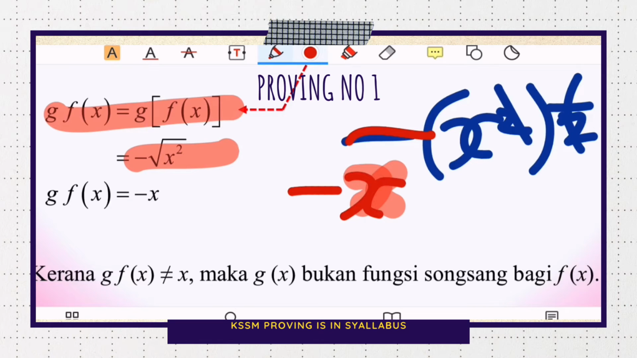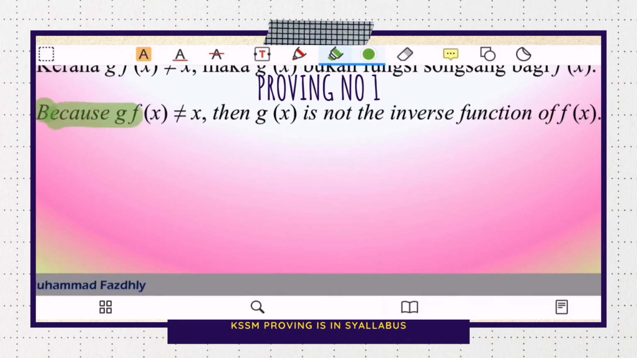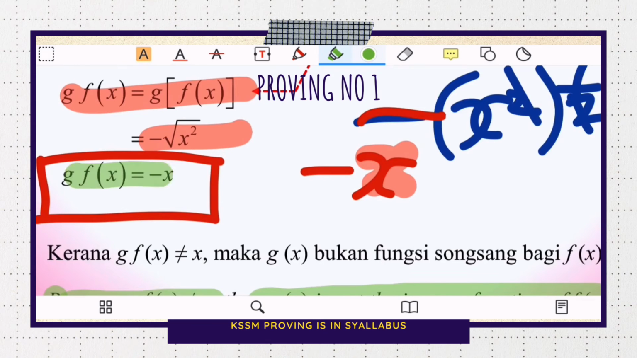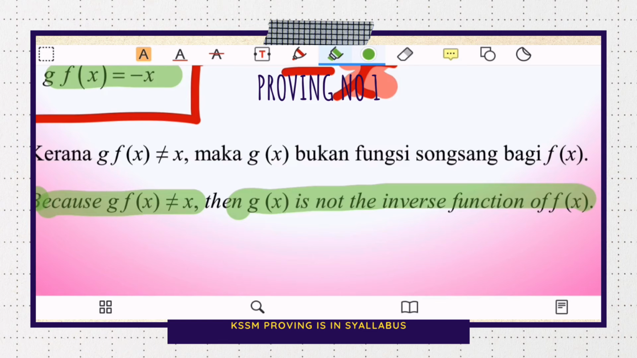So gf(x) gives the answer negative x, because gf(x) is not equal to x, right? So g(x) is not the inverse of the f(x). In order to prove that it is the inverse of the f(x), we must show that we will get x. Since we are getting gf(x) equal to negative x, the conclusion is g(x) is not the inverse function of the f(x).